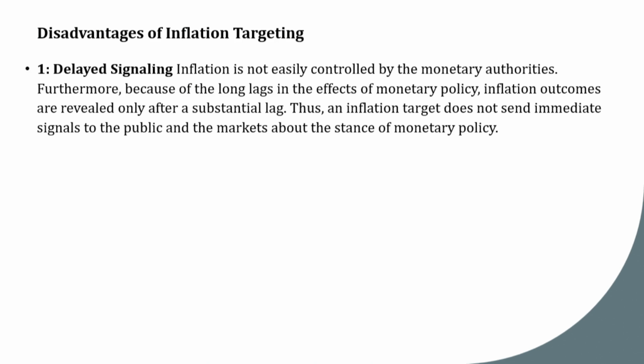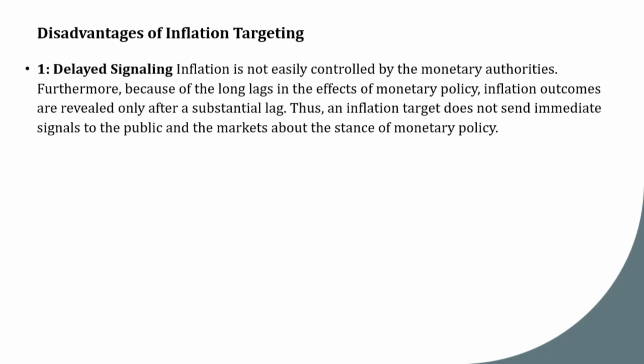One is delayed signaling. That means inflation is not easily controlled by monetary authorities alone. For example, if the production of goods and services increases, then more goods and services are coming into the market, so the supply increases, then prices decline. That is the demand and supply framework that you are familiar with. Similarly, if there is some supply shock, then that will lead to inflation. So simply, the main point here is that inflation is not controlled by monetary authorities alone, it is also determined by other economic aspects.